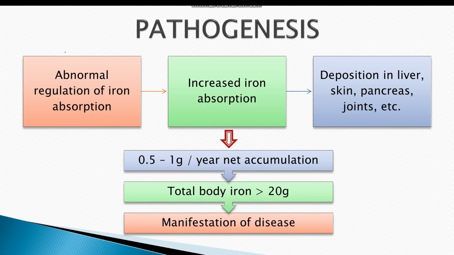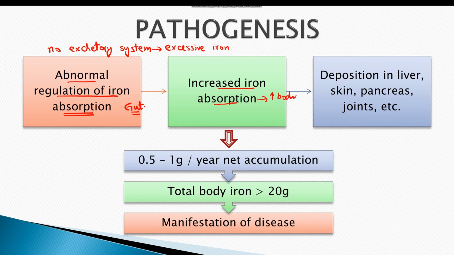One thing you need to remember about iron metabolism is that there is no excretory system for excessive iron in the body. So the body maintains the iron levels by inhibiting iron absorption from the gut. In case of hemochromatosis, there is abnormal regulation of iron absorption. Iron continues to be absorbed from the gut despite the high concentration of iron in the blood. So this abnormal regulation results in increased iron absorption and increased iron in the body.